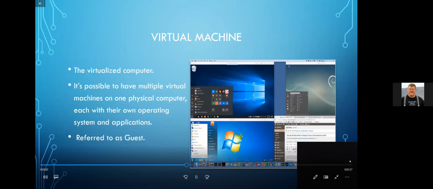And finally, you have the virtual machines, or guests as they are sometimes referred to. Virtual machines are the virtualized computers on the physical host computer. It's possible to have multiple virtual machines on one physical computer, each with their own operating system and applications. Physical computing resources are allocated to each guest by the hypervisor.